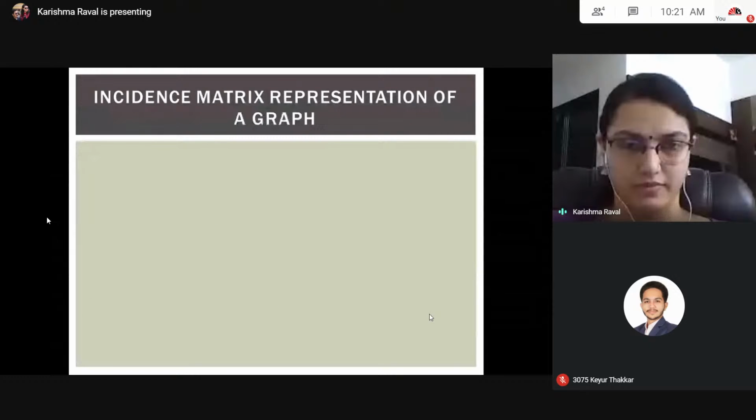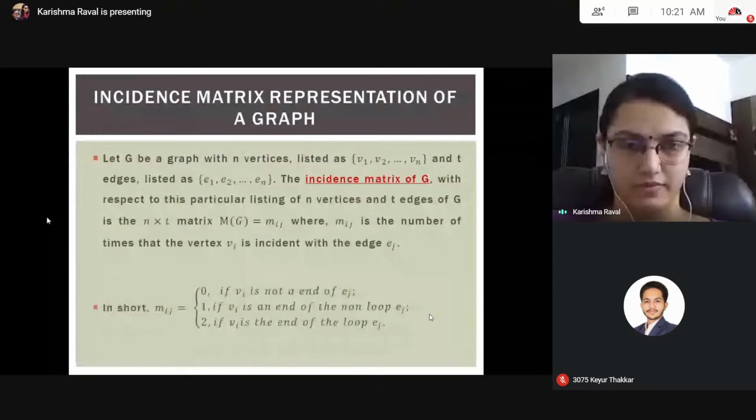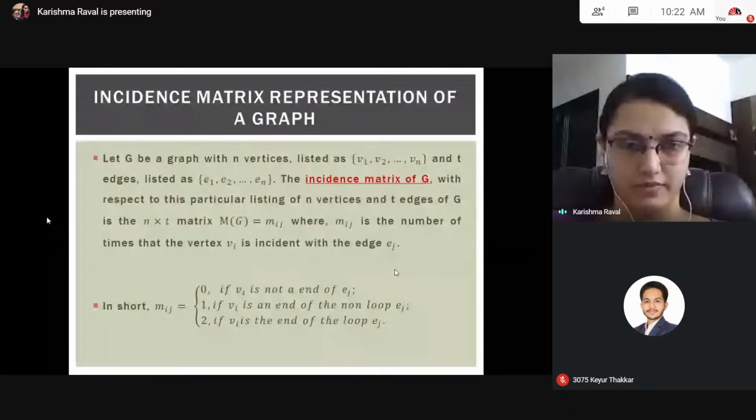Moving to the next matrix representation, that is the incidence matrix, with vertices listed as V1, V2, up to Vn, and edges listed as E1, E2, up to Et. The incidence matrix of G with respect to the particular listing of n vertices and t edges of G is the n cross t matrix. Now this will be a rectangular matrix. Obviously it can be a square matrix, but it can also be a rectangular matrix. It is denoted by M(G), where Mij is the number of times Vi is an end of Ej, which is a summarizing of the definition. That is 0 if Vi is not an end of Ej, 1 if Vi is an end of a non-loop Ej, and wherever it is a loop, we put 2.